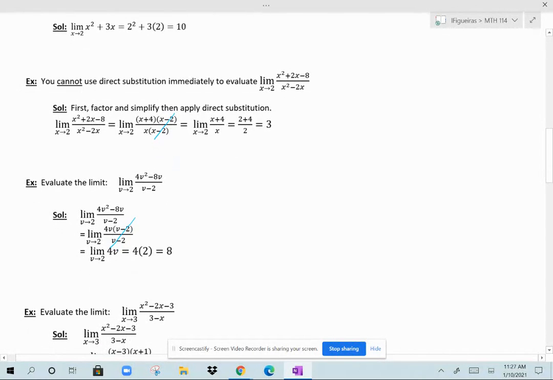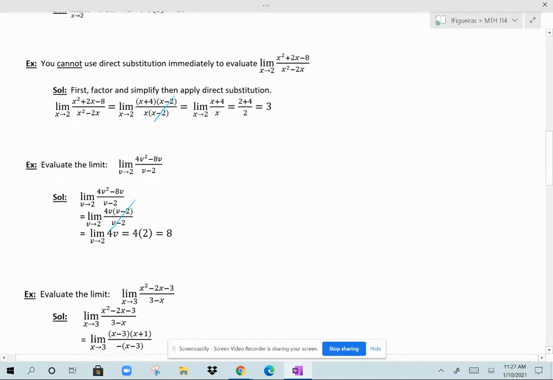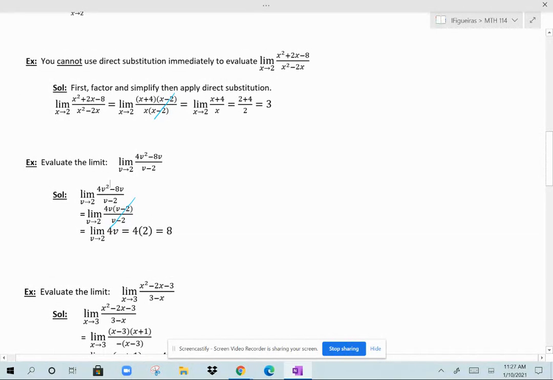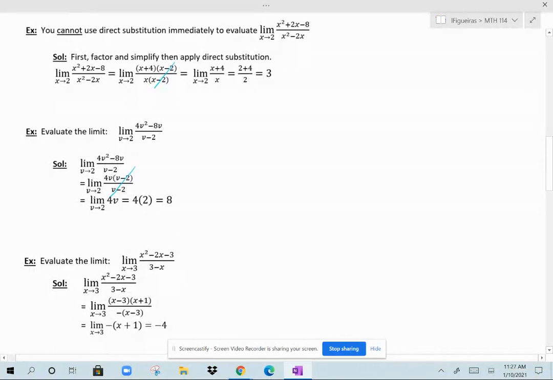All right, so here's another one. Again, it requires some factoring, but we'll have to factor both the numerator and the denominator. So when you factor the numerator, you get x minus 3 times x plus 1, and you can see that my denominator is 3 minus x. 3 minus x and the x minus 3 will not cancel. They are off by a sign.